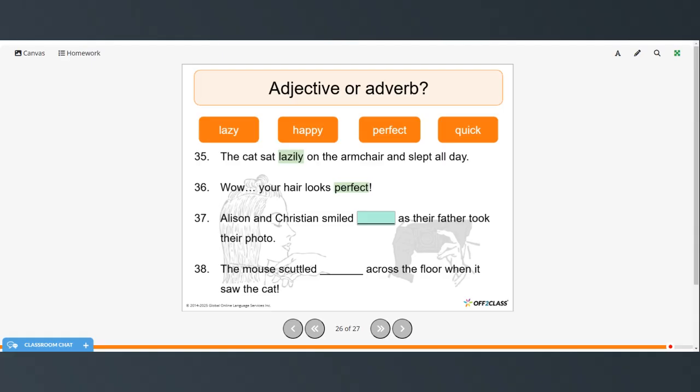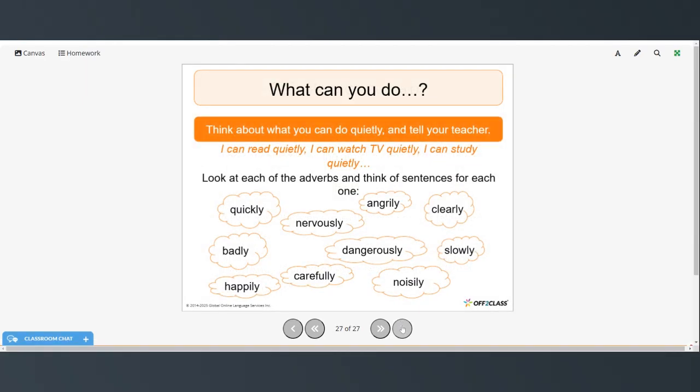Allison and Christian smiled happily as their father took their photo. So it's describing how they smiled. And the mouse scuttled quickly across the floor when it saw the cat. So scuttled is the verb, it's an action verb, and so we use the adverb quickly. All right, so think about what you can do quietly, and then look at each of the adverbs and think of sentences for each one.